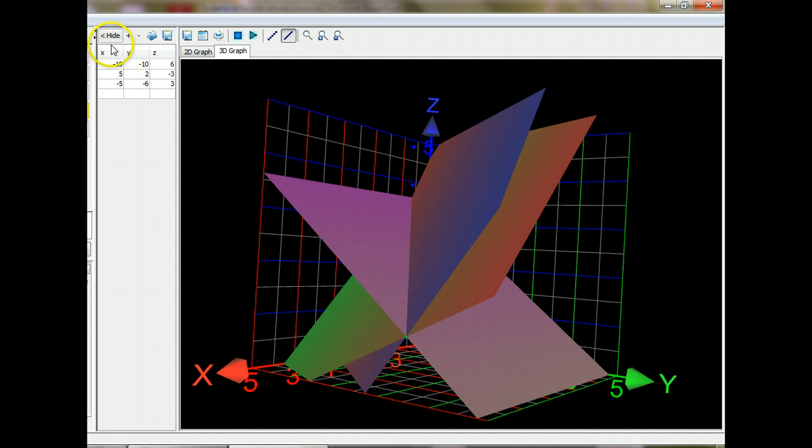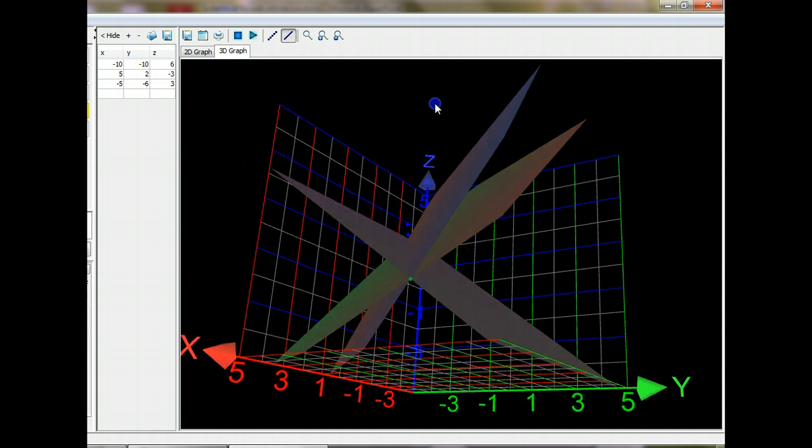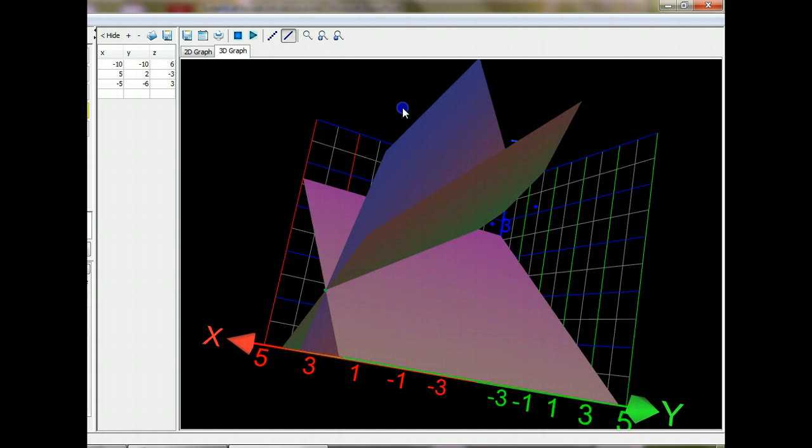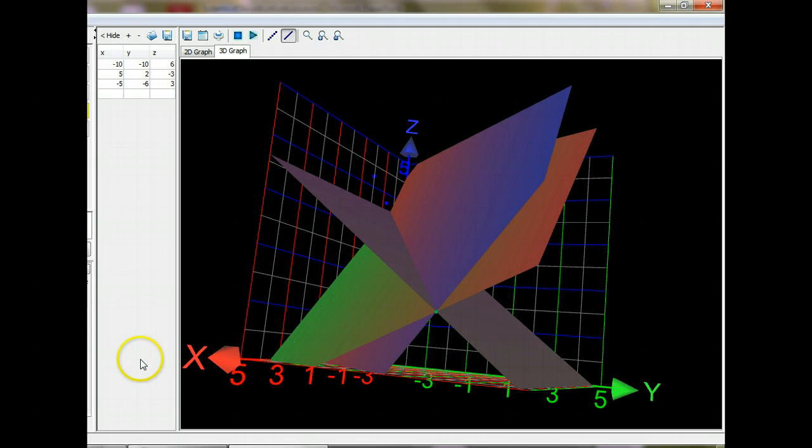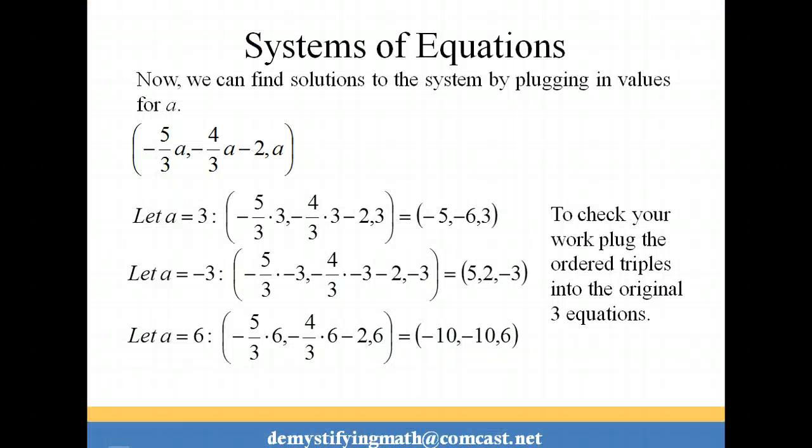Okay, so looking at the table here, you can see the triples that were plugged in. And if you look on your graph, you'll see dots for each one of those triples, and one is right here. So we have these 3 points here on our graph, and you can see that they line up with that line that all 3 graphs have in common. To algebraically check your work, plug your 3 ordered triples into the original 3 equations and see that you get the correct solutions.